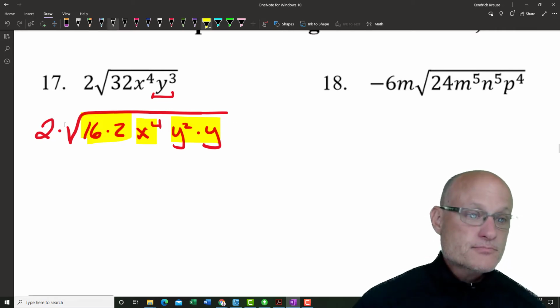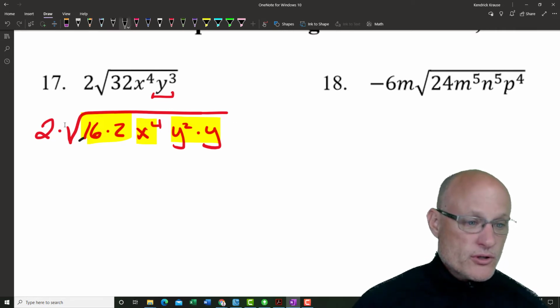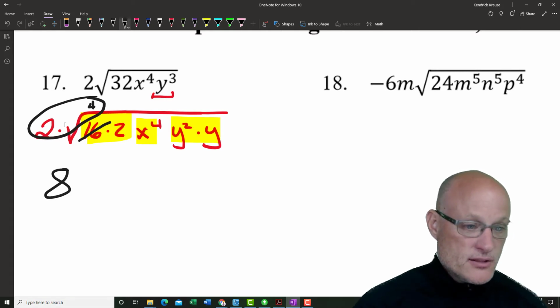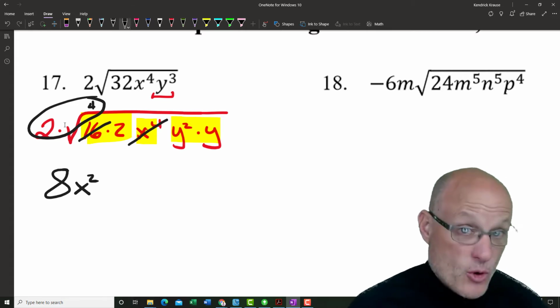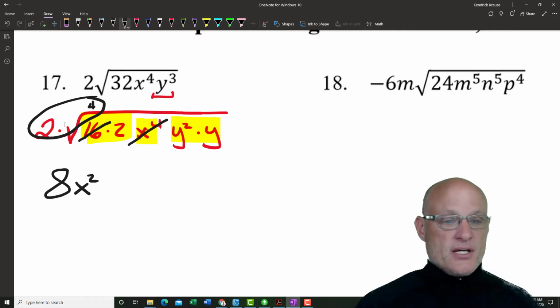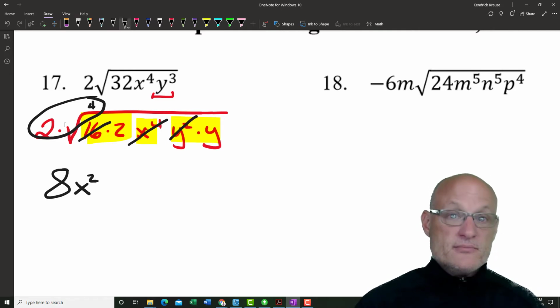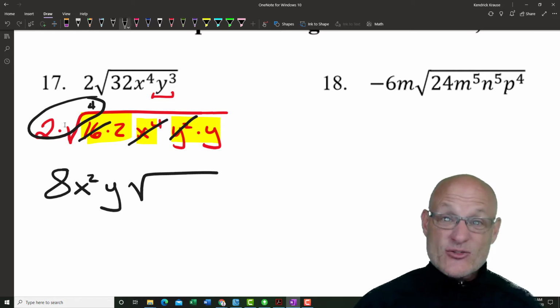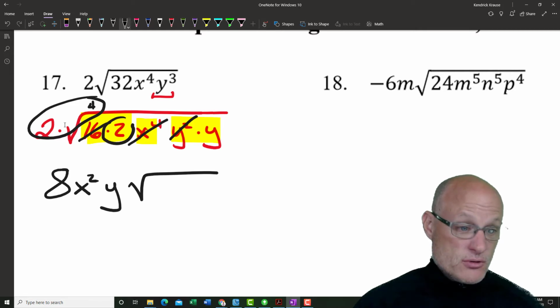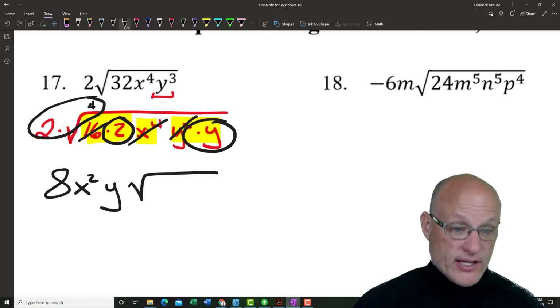So we're going to do this a little bit quicker. This is 4, right? So 4 times 2 is 8. The square root of x to the fourth is x squared. Remember, we'll take the 4 and divide by 2. The square root of y squared, 2 divided by 2 is 1, so that's just y. Now, everything you didn't take the square root of, the 2 and the y, stay under the radical.